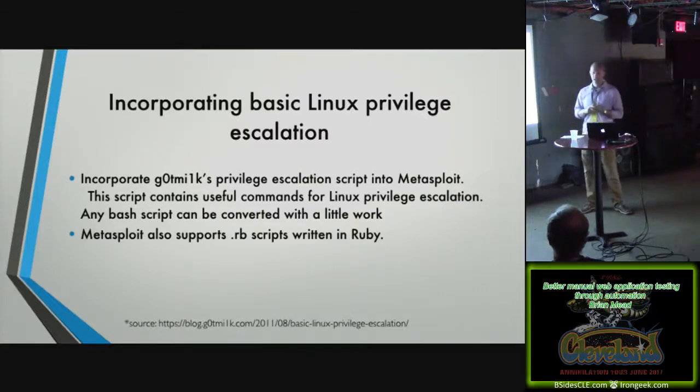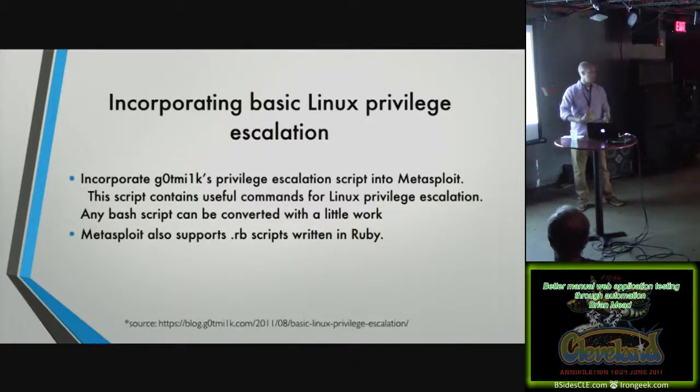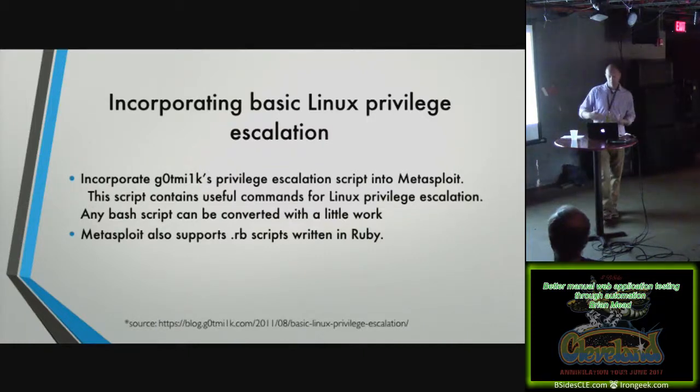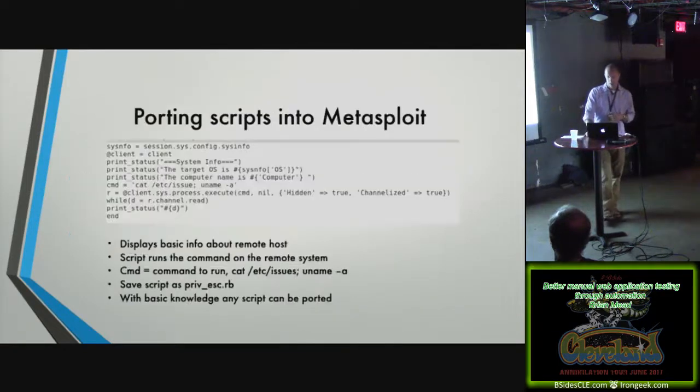So I've created a simple example for basic Linux privilege escalation. A lot of this work is taken from GotMilk, which is from Offensive Security. It's a great resource if you're trying to escalate from, let's say, the Apache user account to root on a Linux box. What I've done is take the most common things that I use from that script and incorporate them, kind of put my own spin on it.